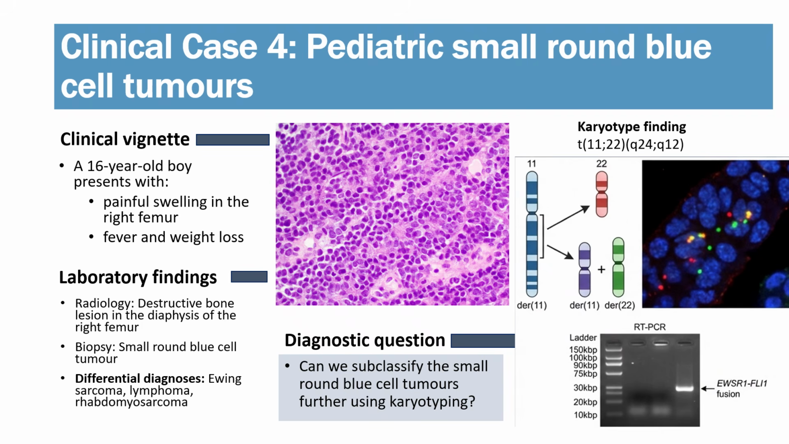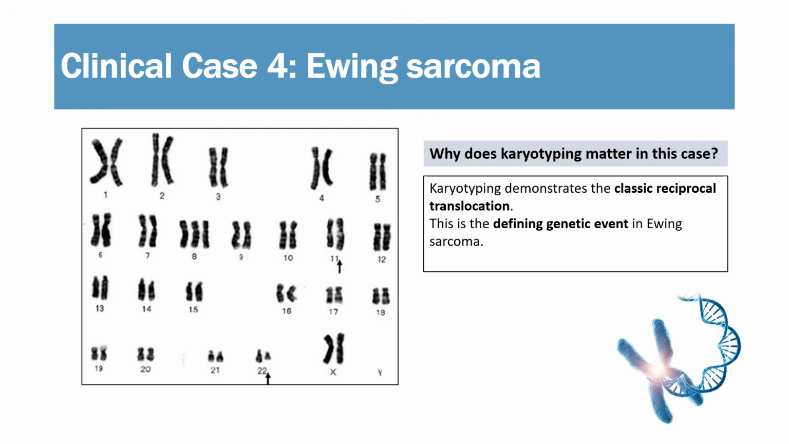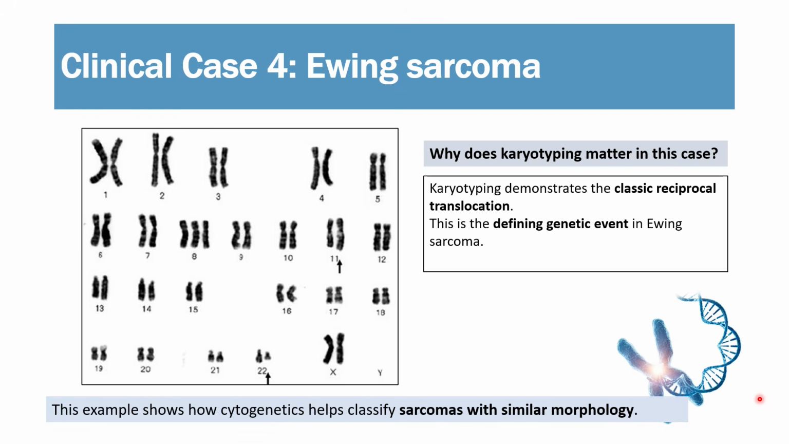We can also do FISH or RT-PCR to detect the same fusion here. Now, in this case, you can see that there is an 11-22 translocation. This is the defining event in Ewing sarcoma, and once you get this, you can actually start therapy. So cytogenetics here helps you to classify sarcomas with similar morphology.